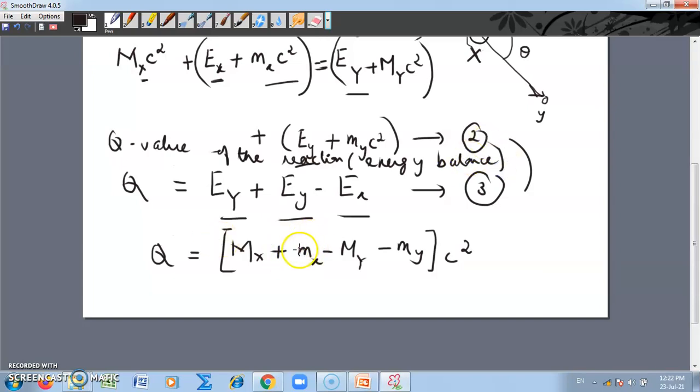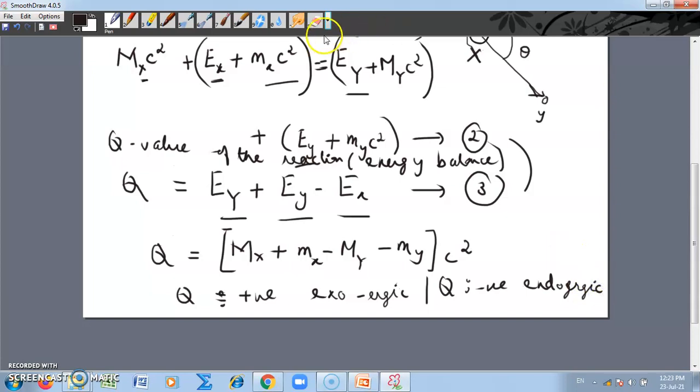And if Q value is positive, of course it's an exoergic nuclear reaction, and if Q is negative, we call this an endoergic reaction.